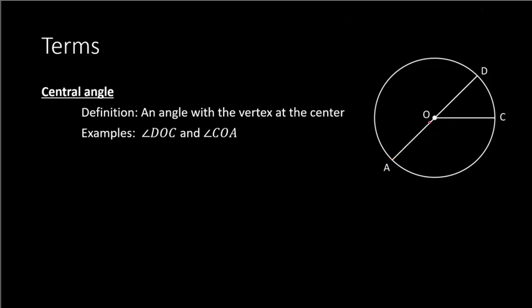So the straight angle would be the one straight across. So angle DOA, this angle here, is 180 degrees. Okay, it's a straight line, so that would be a straight angle. That would technically be a central angle as well. Angle DOA.